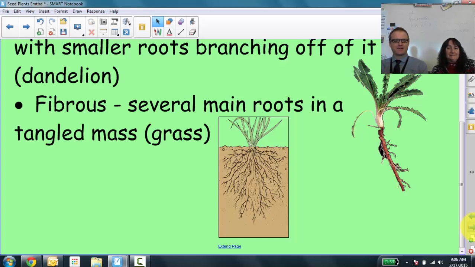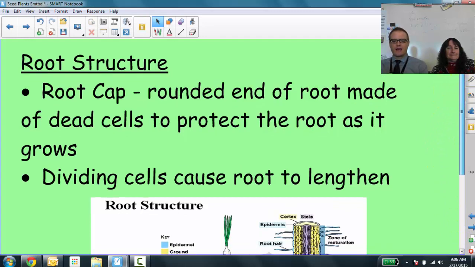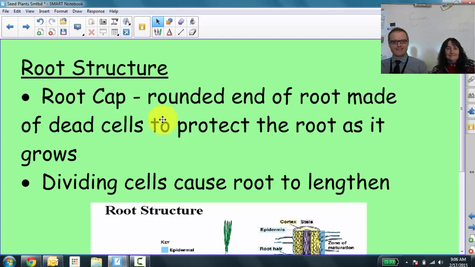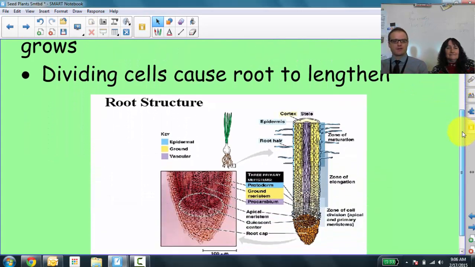All right, then finally, guys, down at the bottom of the root here, bottom of our plant, we have the root structure. So we have that root cap. The root cap is kind of a tougher end of like dead cells. So as it grows, it's not going to damage the roots. It's going to have a root cap down there at the end.